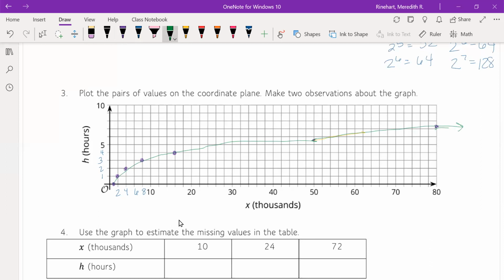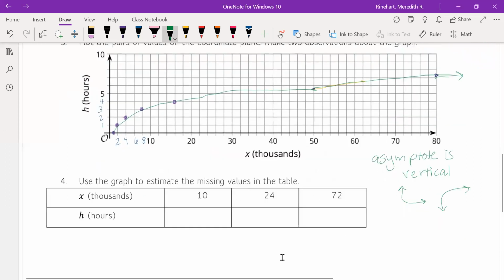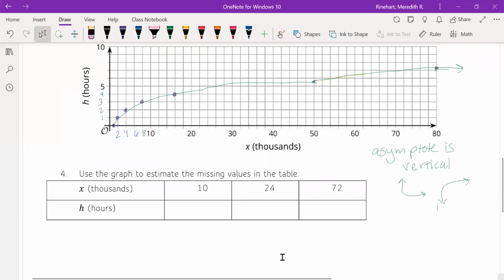So discussing some observations about this graph, students may say that the asymptote here could be vertical. It looks very similar to an exponential, except it's kind of tipped sideways. So we know an exponential could look like this, and this one kind of looks more like this. So it could look similar to an exponential.